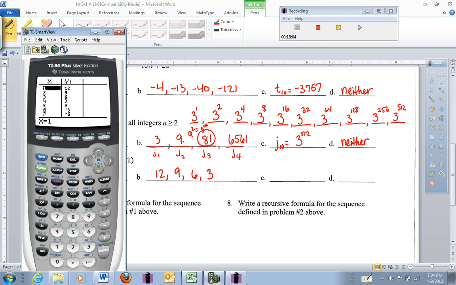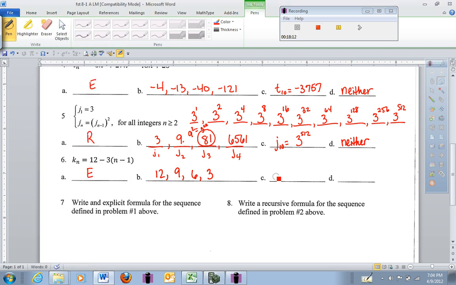If I want to know the 10th term, I'm just going to go down here until x is equal to 10, and my y value is negative 15. So let's see, our variable is k. K sub 10 is going to be negative 15. If this is going to be subtracting 3 every single time, because it's linear and the slope is negative 3, this will be arithmetic.